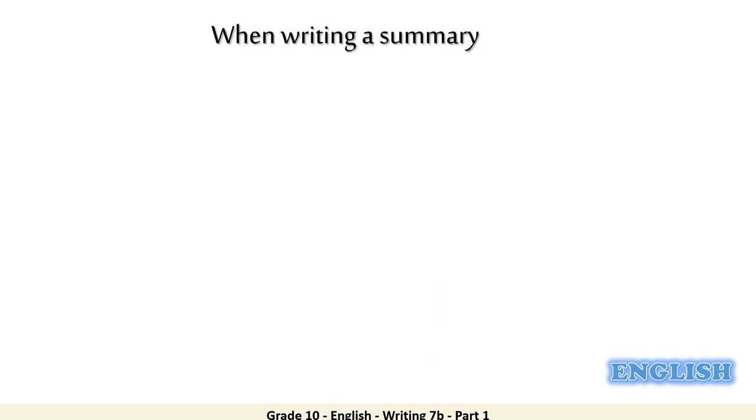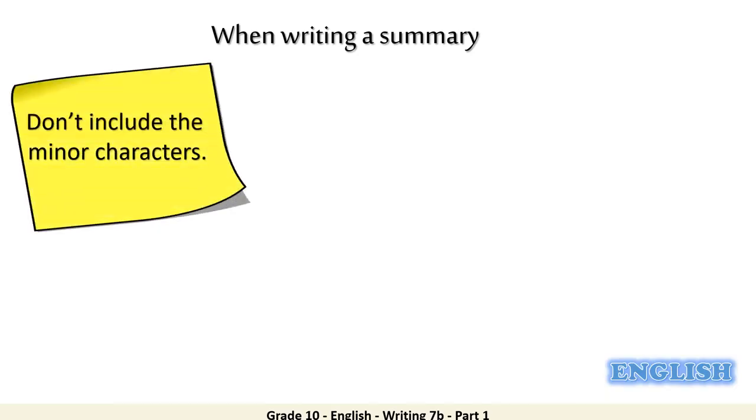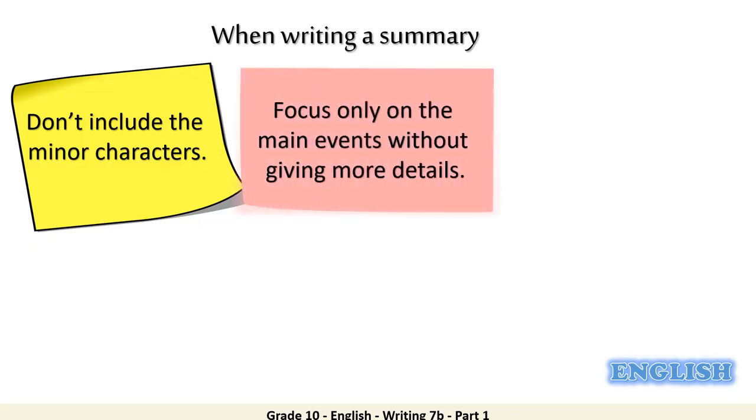And finally, let's summarize the general ideas and the things you should think of before writing a summary. Number 1. Do not include minor characters. Only focus on the major characters unless the minor characters affect the events of the story. I mean here the main events of the story. Number 2 is to focus only on the main events without giving more details.